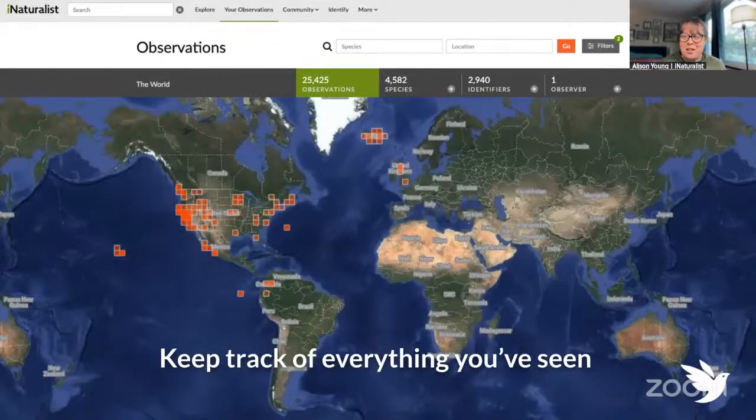Some of the features that I personally find really fun on iNaturalist and keep me coming back, I've been using iNaturalist now for almost 15 years, are these. One is that you can keep track of everything you've ever seen. You can see a map of where you've made observations in the world. This is my map of observations on iNaturalist. It's really fun to go back and look at those observations and think about those places that you were, and think about those species that you saw in those places. So it's fun to be able to see your map of observations around the world.